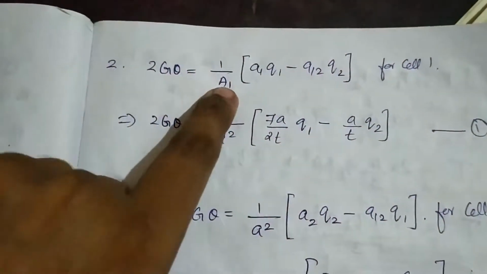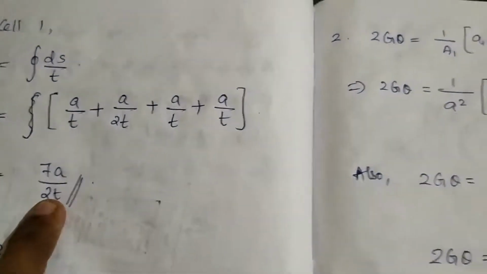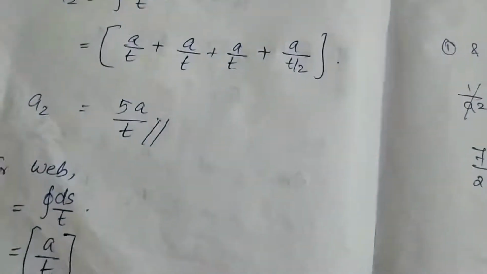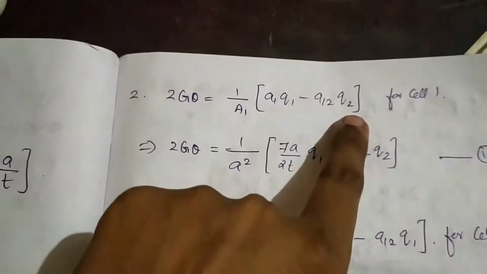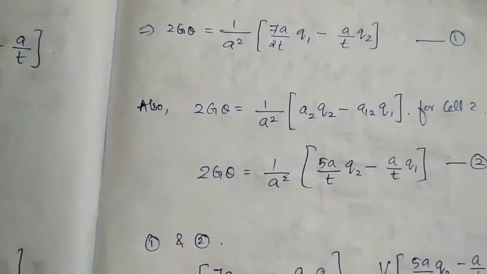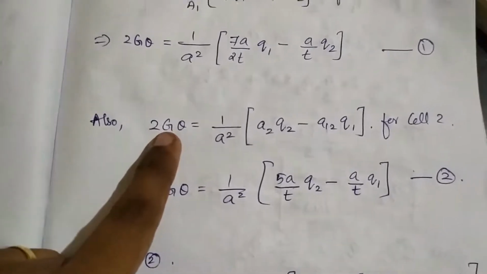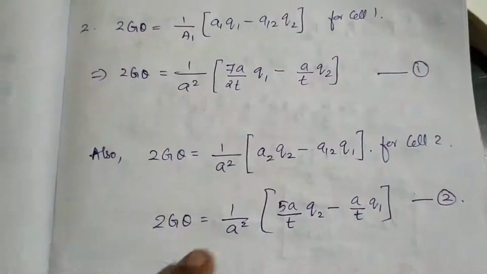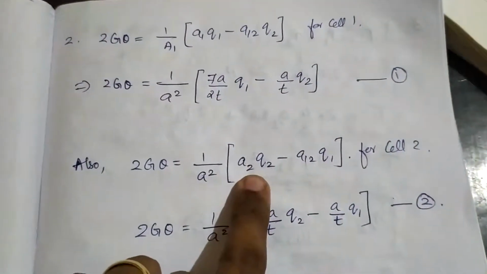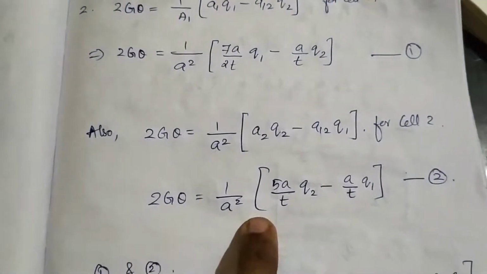2G theta is equal to 1 by A1, you know, a square. This A1 is 7a by 2t. Q1 you don't know. A12 you found as a by t. Okay, Q2. Now you got this equation, right? Similarly, you find the same in the second equation: 1 by A1 here but A2 here, A1 Q1 instead of that A2 Q2, A12 Q2 here, A12 Q1. Now equating this you will get this equation.